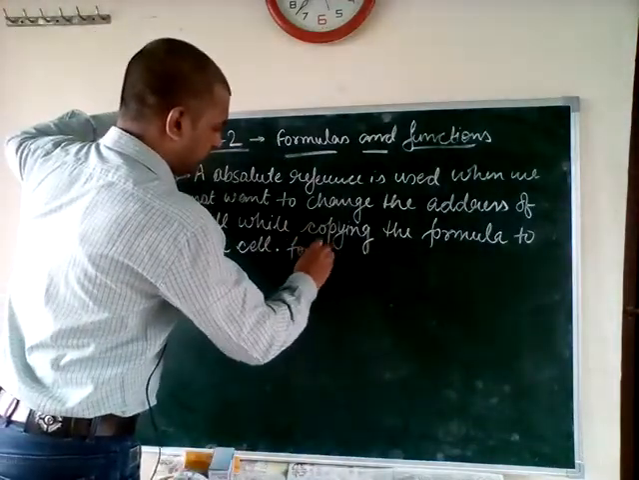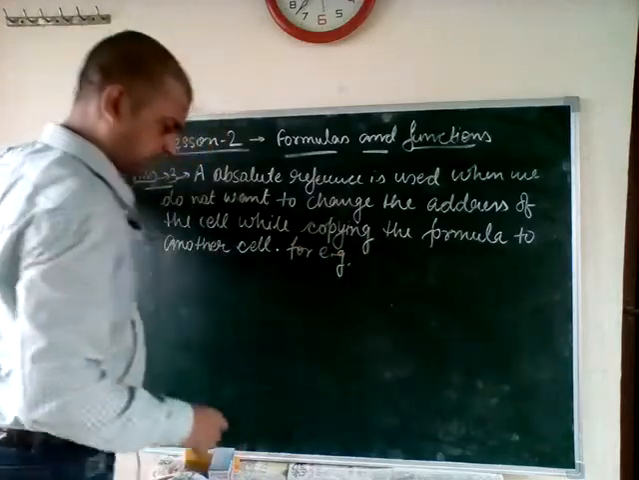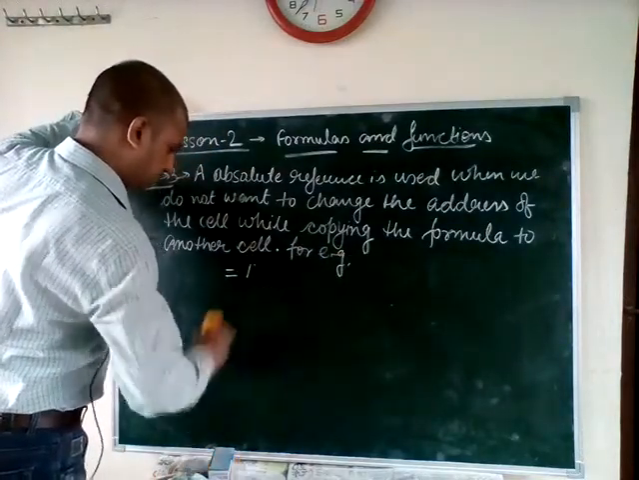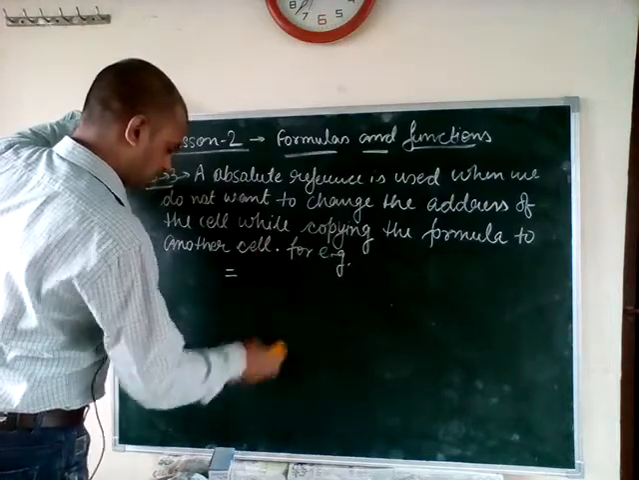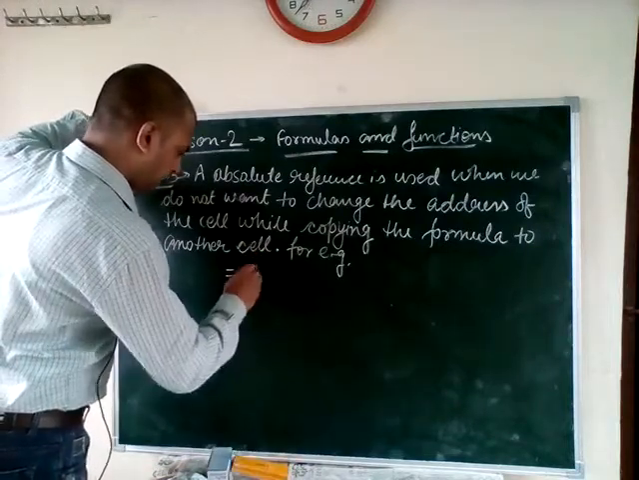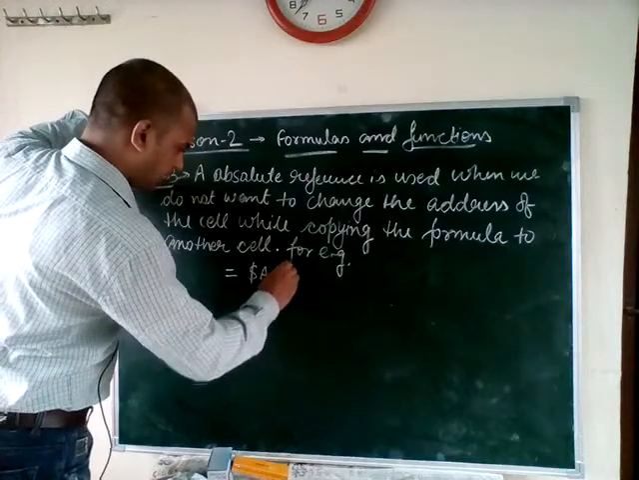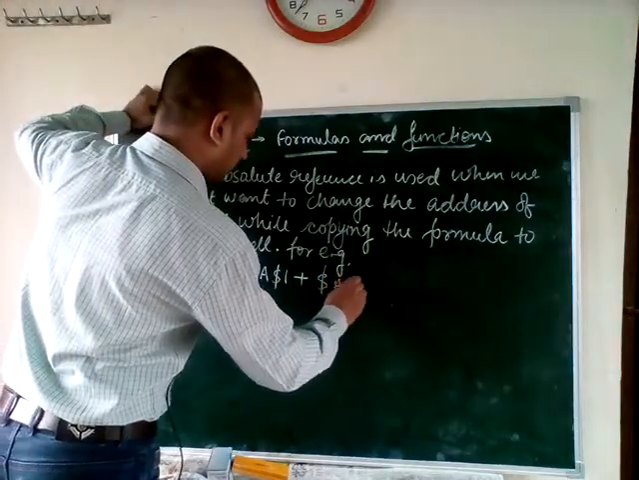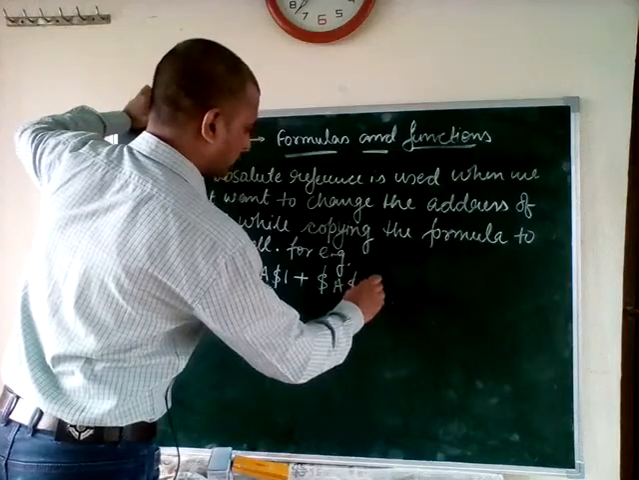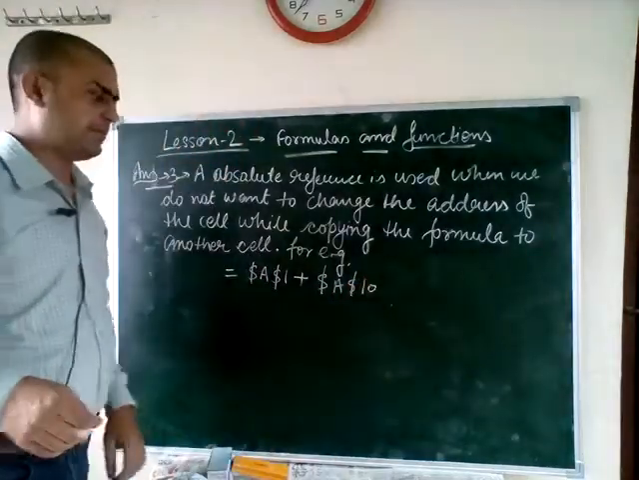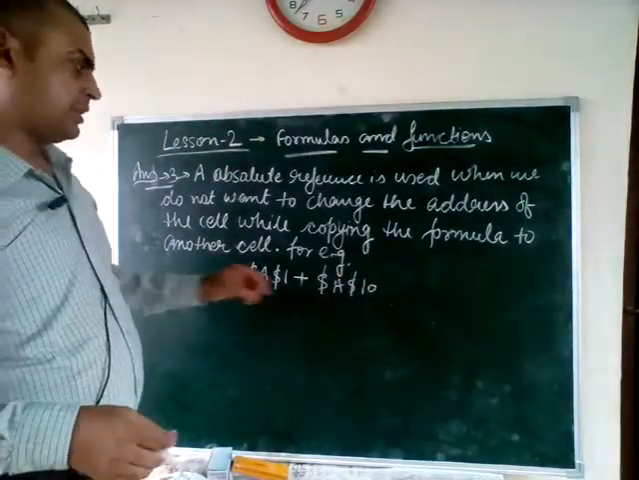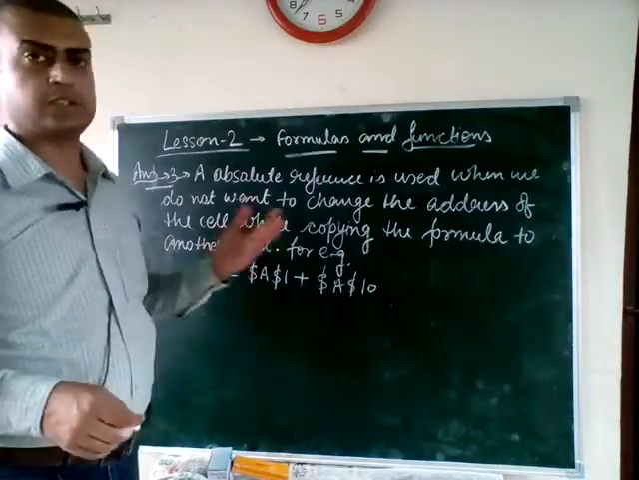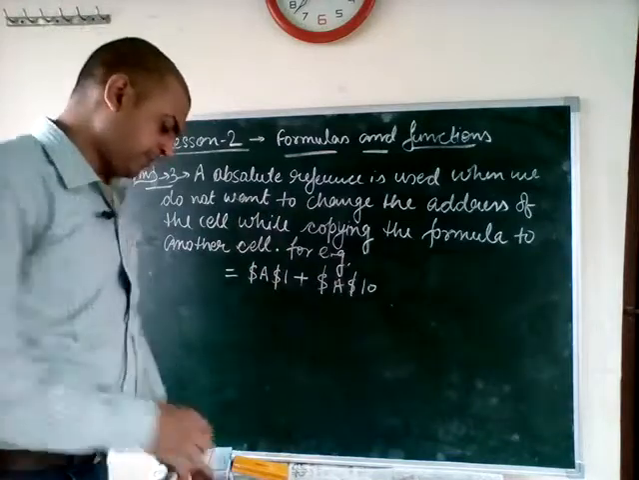For example, is equal to $A$1 plus $A$10, any cell number you can give. So if we are using dollar symbol, it will be fixed and its value will not change. So this is the answer of this question.